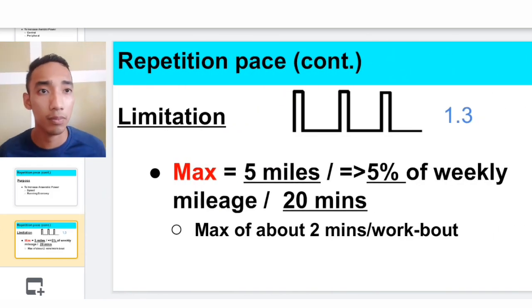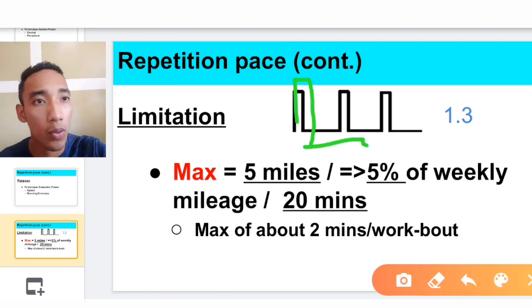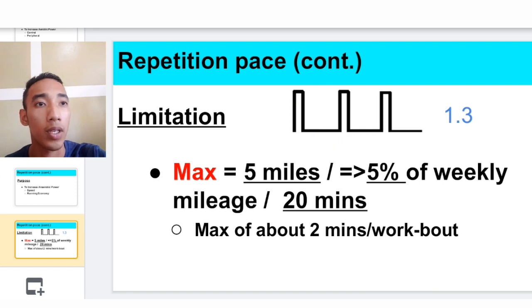So for repetition, you can see it in the graph. The workout is small, the rest is long, small workout, long rest. It is a 1:3 ratio. Let's say for example, you are doing 400 meters at your pace, 70 seconds.